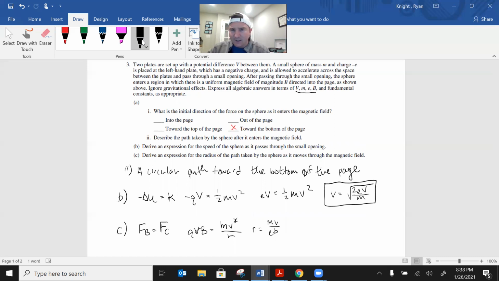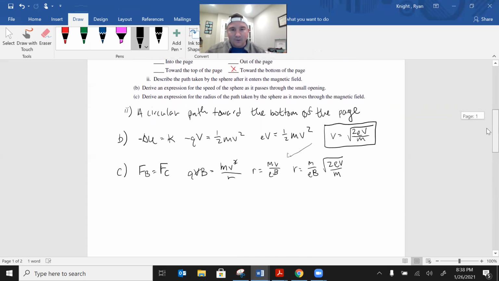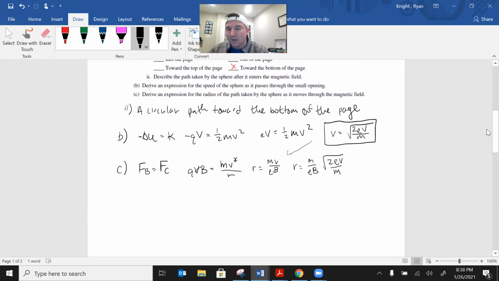But again, it wants it in terms of V being potential, not velocity, m, e, and B. So we've got to substitute in our velocity here. So we'll get r equals m over eB, I don't know why I wrote that lowercase b, it should be capital B, times the square root of 2eV over m. And then we could bring some of that stuff into the equation to simplify a little bit, right? We can bring in an m squared, which will cancel with one of the m's. We can bring in an e squared, which will cancel with this e. We could bring in a B squared. We could actually put everything under the square root just to clean it up.